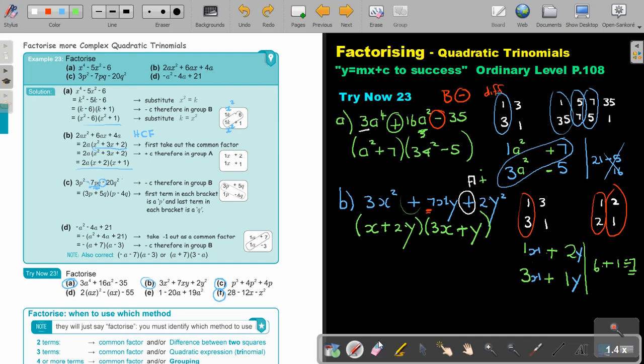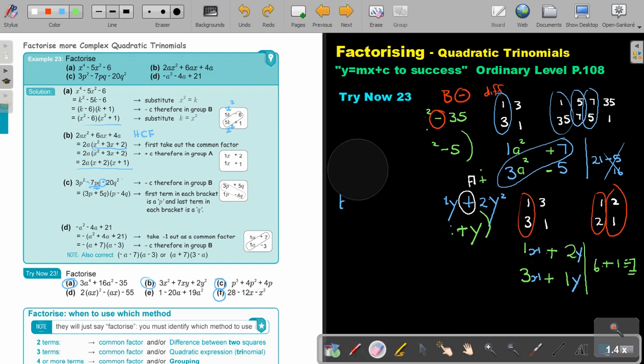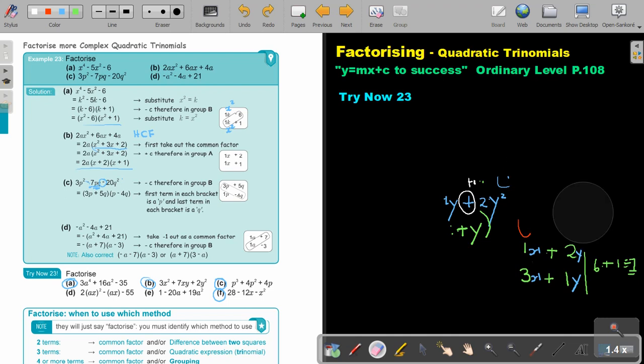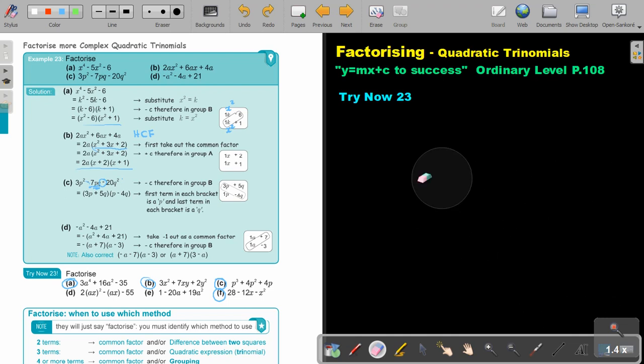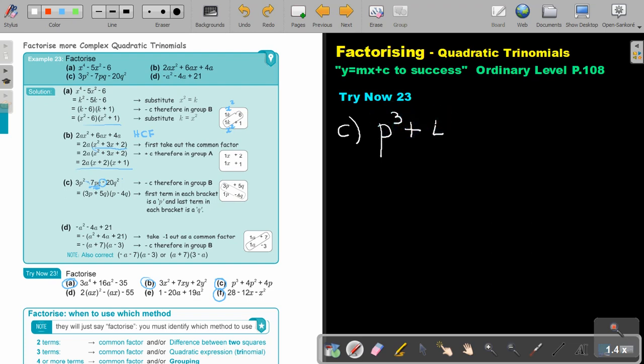Okay, let's do number C and F, which is create space. So the basic rule stays the same for group A and B. It's just 1 or 2 things extra. So if you look at number C, now always remember, if you can take out a common factor and they tell you to factorize, always start by taking it out. Can I take out a common factor? And then you do that first. So in this case, it's going to be p. So it's going to be p squared plus 4p plus 4.